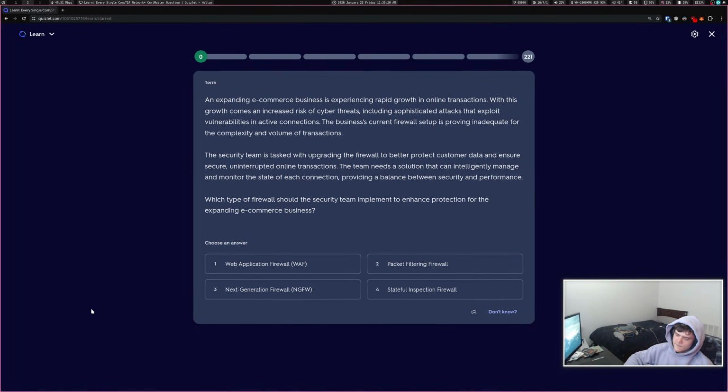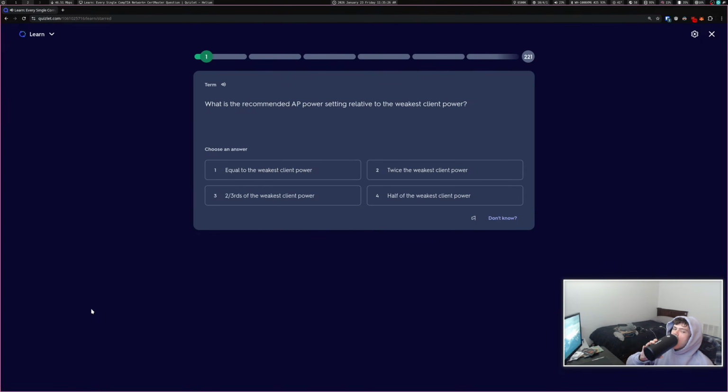Let's go. Okay. This one is going to be a stateful inspection firewall. I just remember the shape of that question. That's probably a bad habit. What is the recommended AP power setting relative to the weakest client power? Oh God. It's over. Okay, I kind of remembered 2/3.